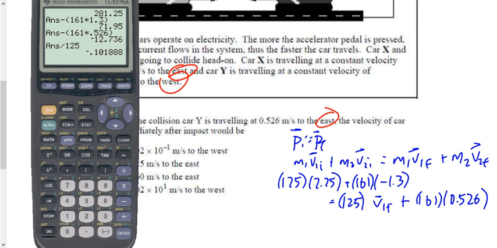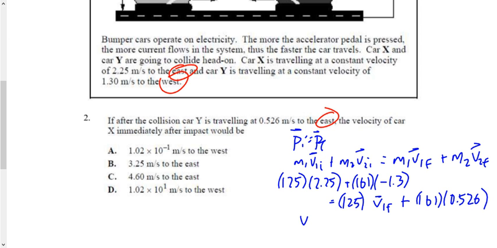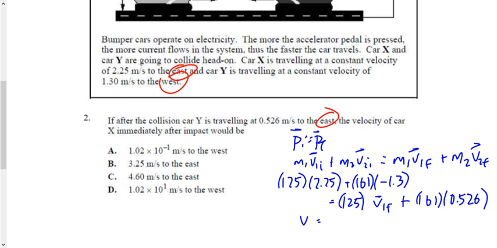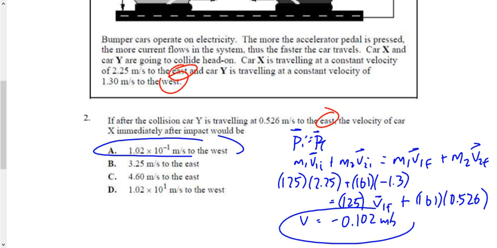I have on my answer key B, but I think it's A, isn't it? Yeah. What did I have on the online answer key, A or B? D? Wow. So that's negative 0.102. So the answer would be A.